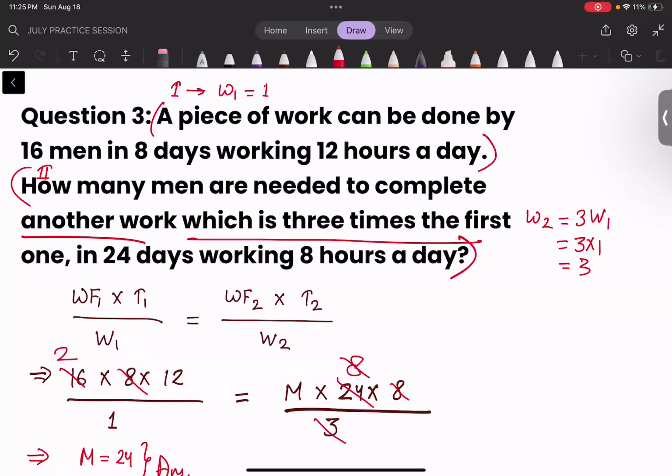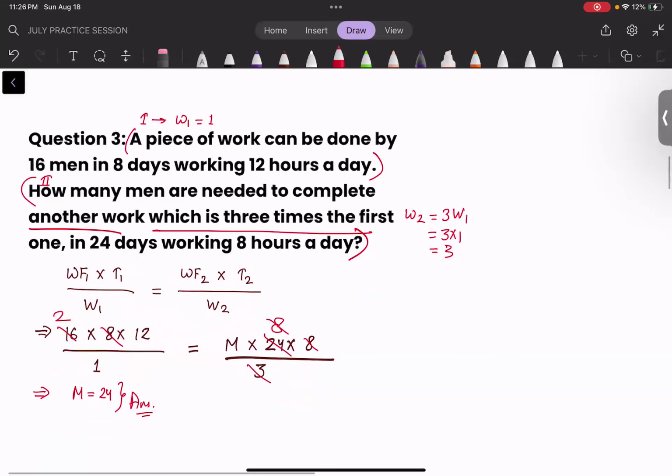Understood? You can take something else also, no issues. You can take x and 3x. You can take 1 and 3. You can take 2 and 2 into 3, 6. You can take 3, 3 into 3, 9. Any number you can take, no issues with any of the numbers. Understood, all of you? Okay. Let's take one more question.